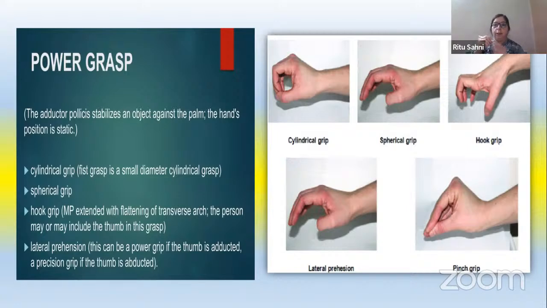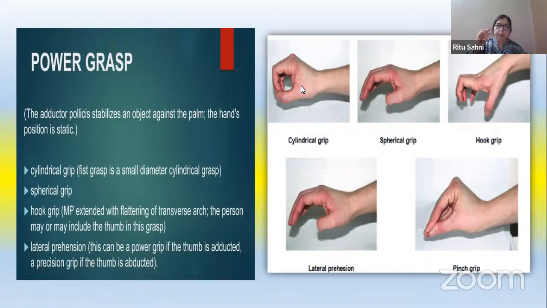If I want to write some words in a letter and I want to hold the pen, this grip is very important, where the first is the fist grip, then the small and the cylindrical grasp. And if I want to do the spherical grasp, this is the kind of grasp that is spherical. And the hook grasp, if I want to hold something in a hook shape, this is the shape. And for lateral, I take my thumb in the adducted position, then I can take the lateral prehension.